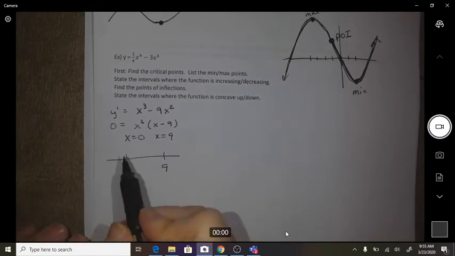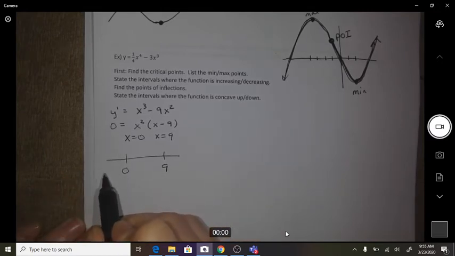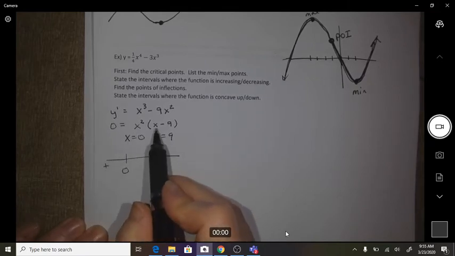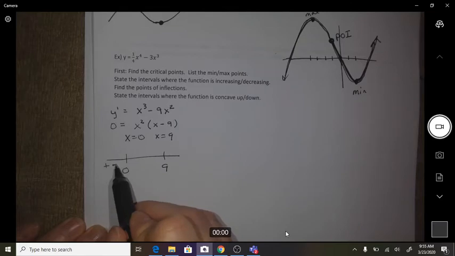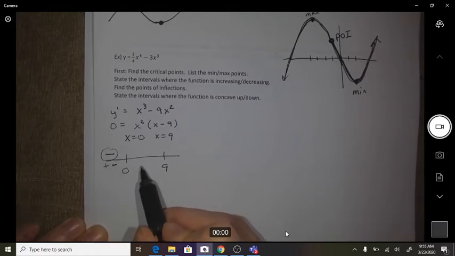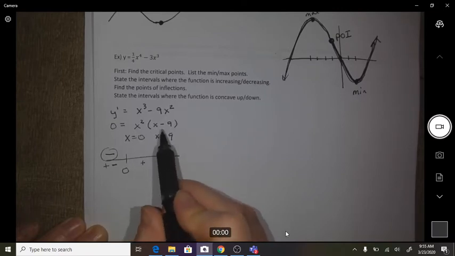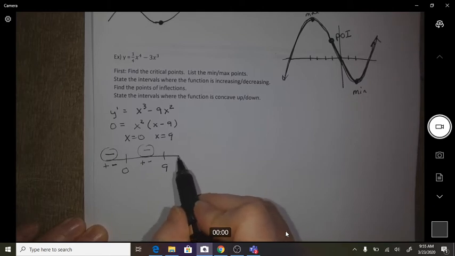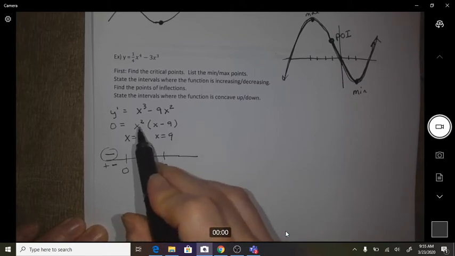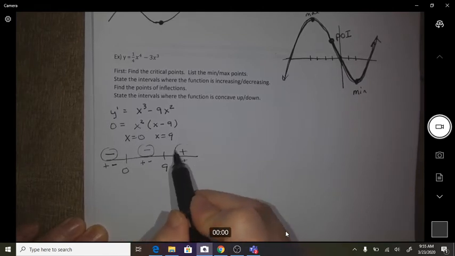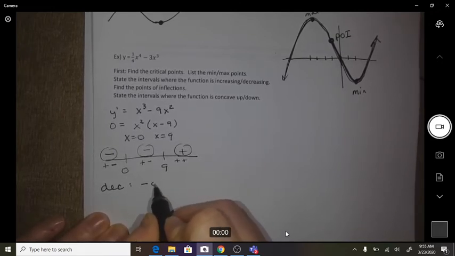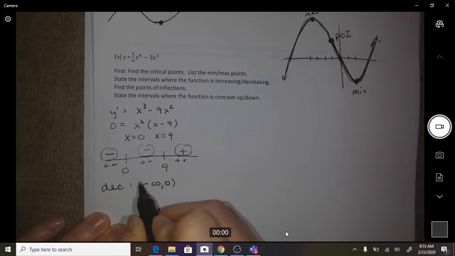Okay, so plug in something like negative 2. Negative 2 squared is positive. Negative 2 minus 9 is negative, so that's negative. Plug in something like a 4. 4 squared is positive. 4 minus 9 is negative. Plug in something like a 10. Positive, positive. So it's decreasing from negative infinity to 0.